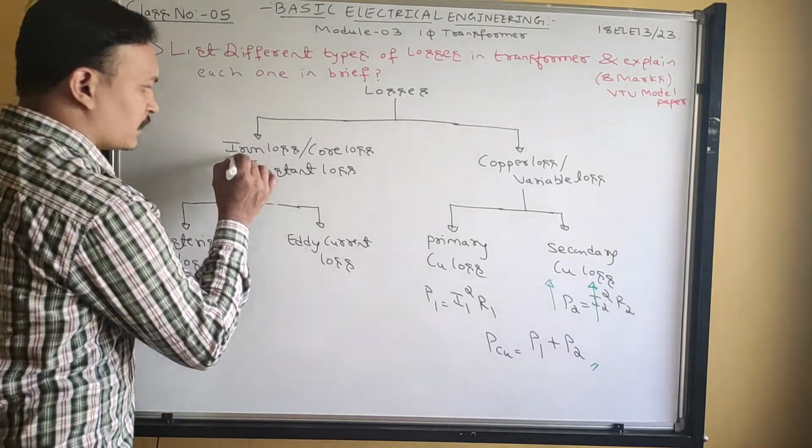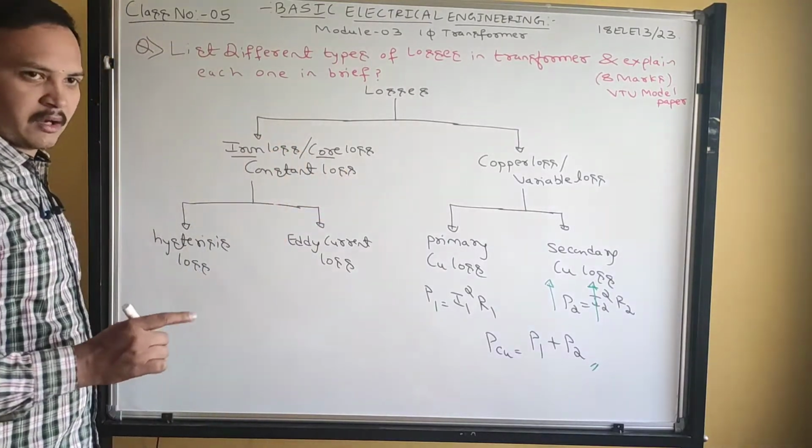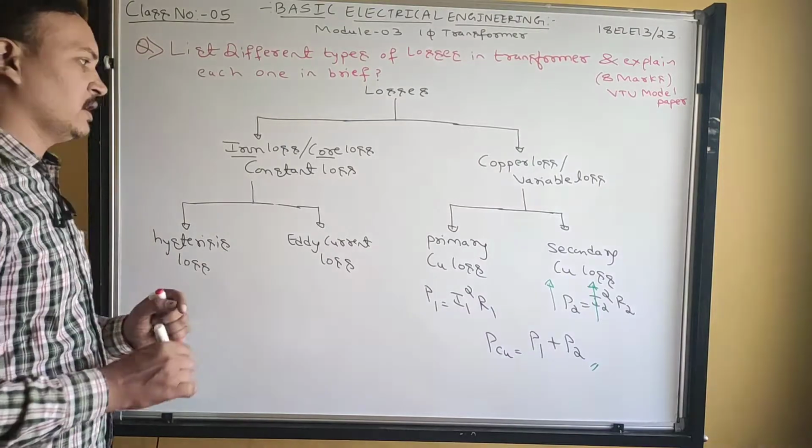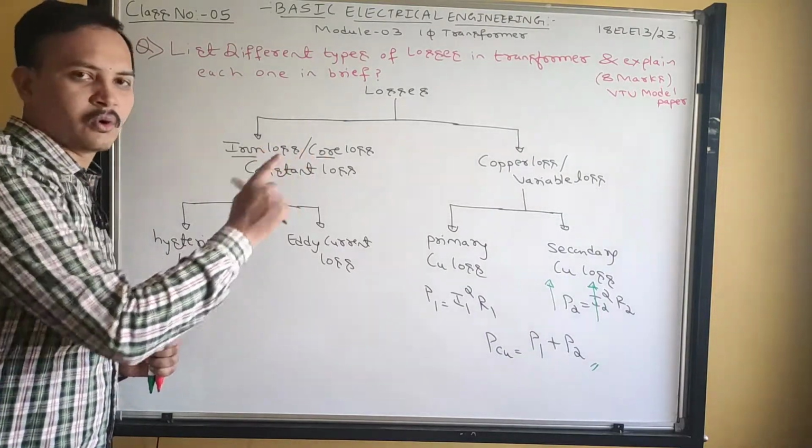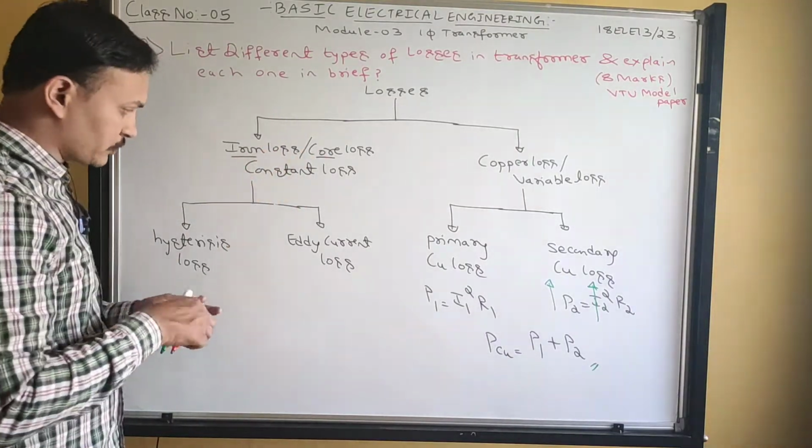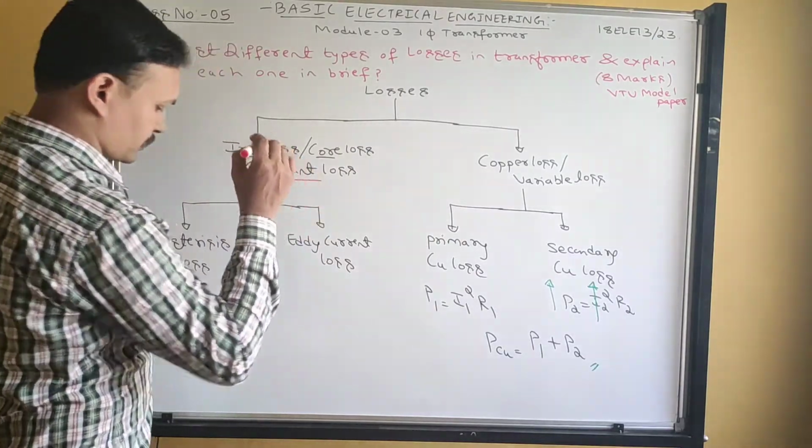See, iron is nothing but a core. The transformer core is made up of iron. If any loss is occurring in that, it is called core loss or iron loss. But they use the word constant losses.